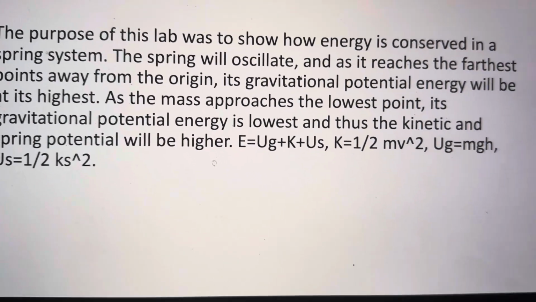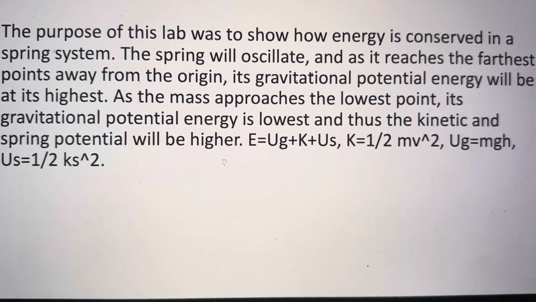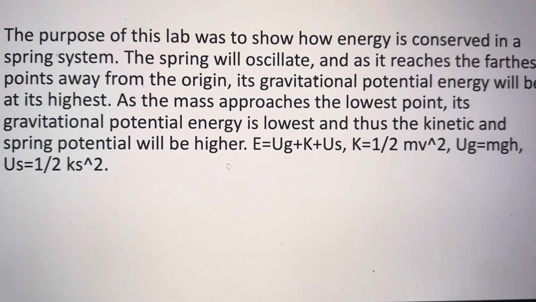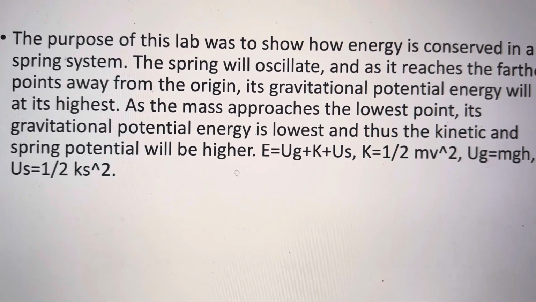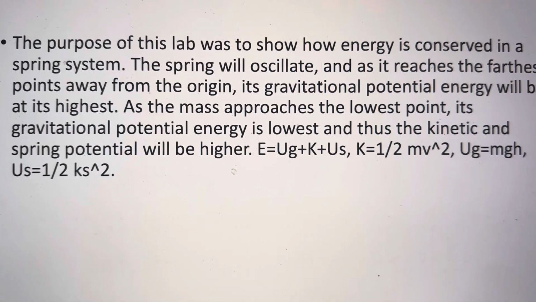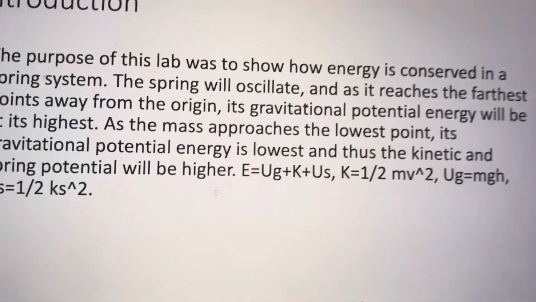The basic equations for this are energy equals gravitational potential energy plus kinetic energy plus spring potential energy, and kinetic energy, as you know, is 1/2 mv squared. Gravitational potential energy is mass times gravity times height, and spring potential energy is 1/2 ks squared.